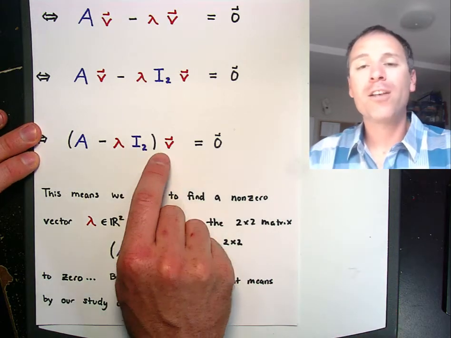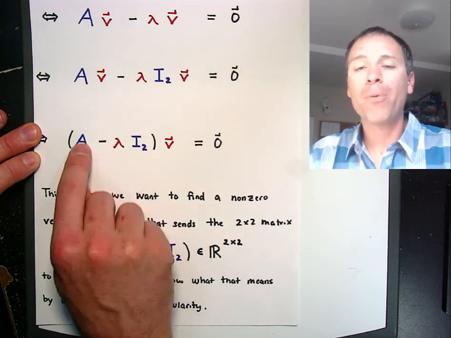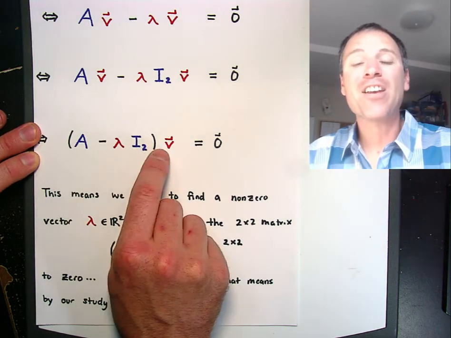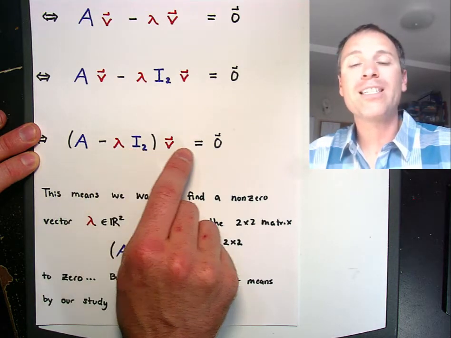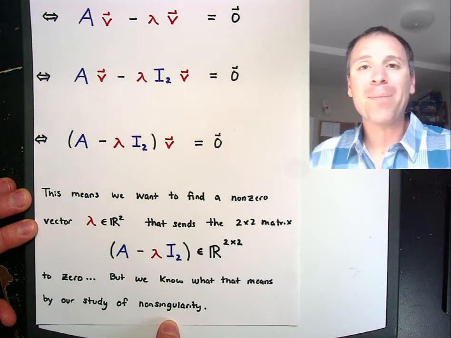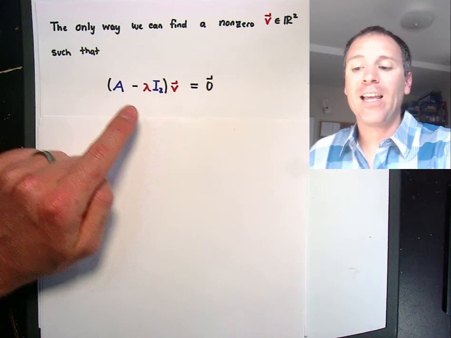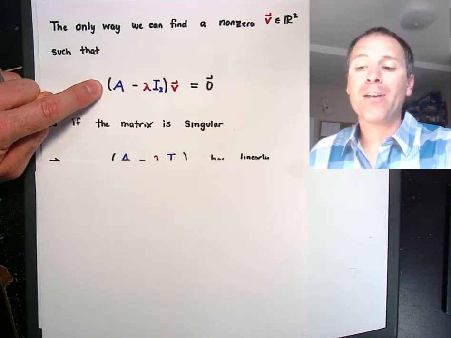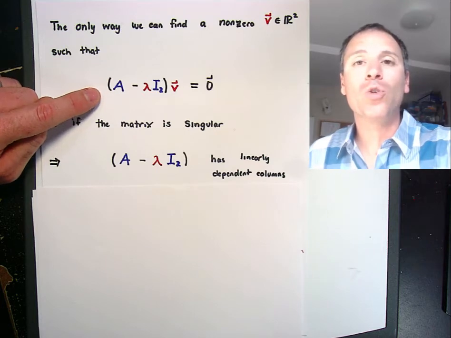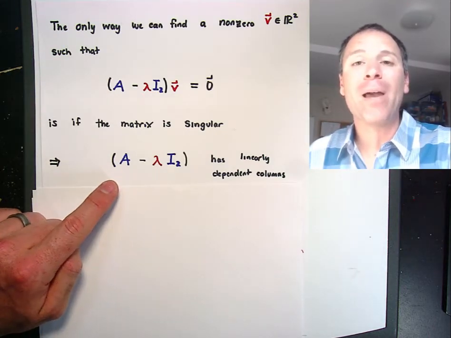When does a non-zero vector send a matrix to 0? What is the property of a matrix such that it has a non-zero set of scalars that when combined with the columns send that matrix to 0? We know something about that based on our study of non-singularity. We can find a non-zero vector v that sends A minus lambda I2 to 0 if and only if the matrix A minus lambda I2 is singular. In other words, it has linearly dependent columns.